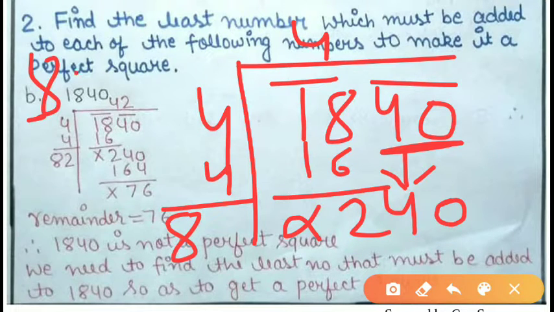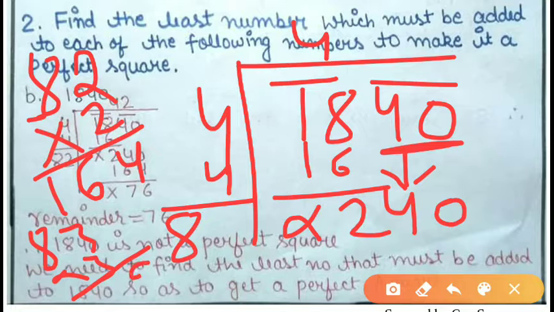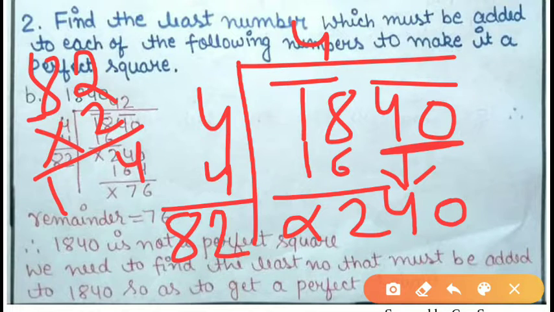So 8, after 8 write 2 and multiply with the same number 2. You will get 164. Okay, and check for 3. When you will multiply it by 3, you will get 249. 249 is greater than this, so go through with the 2. Write here 2, here also 2, and this will be 164.